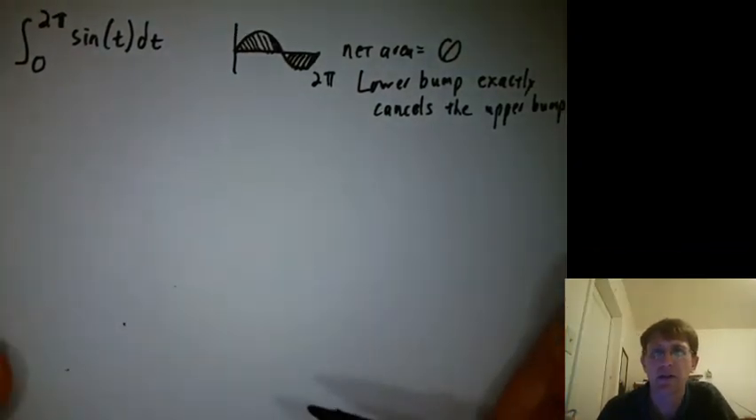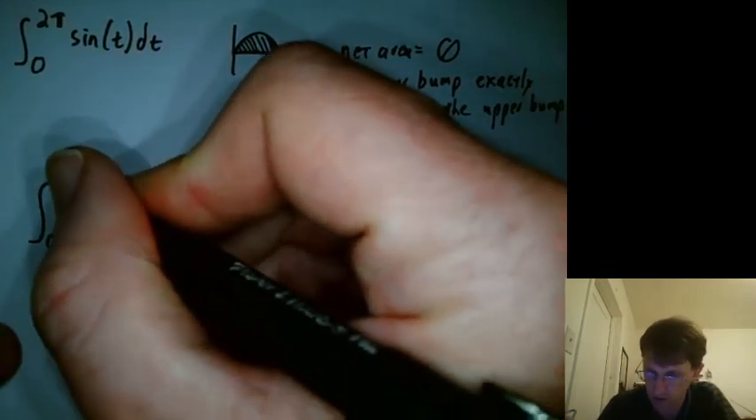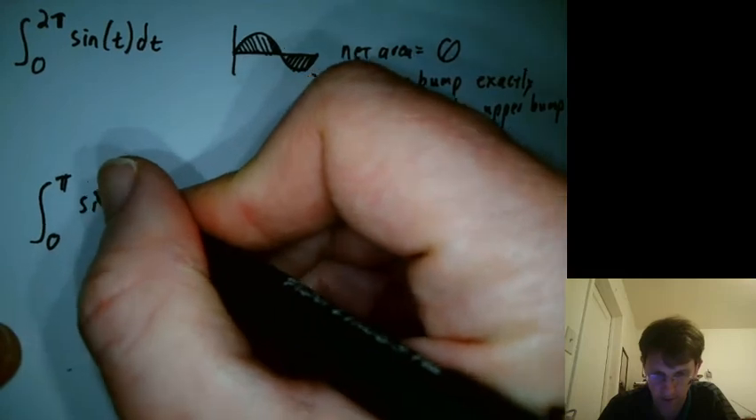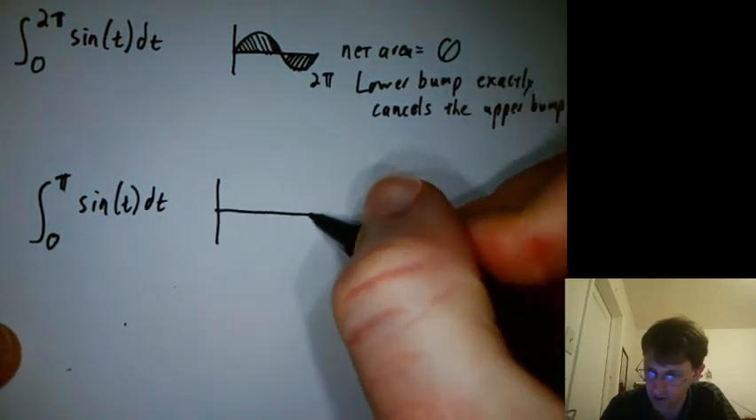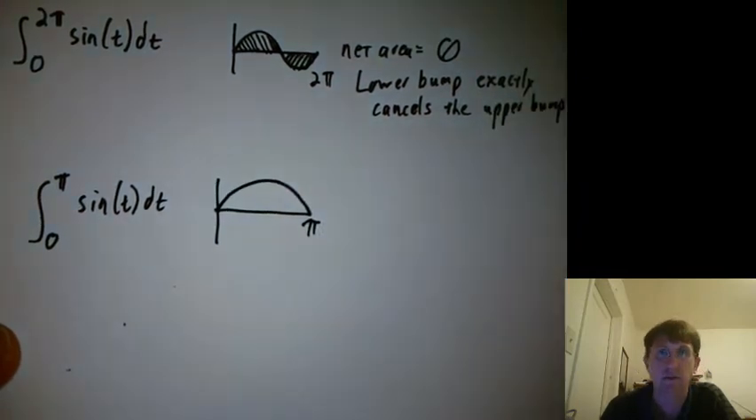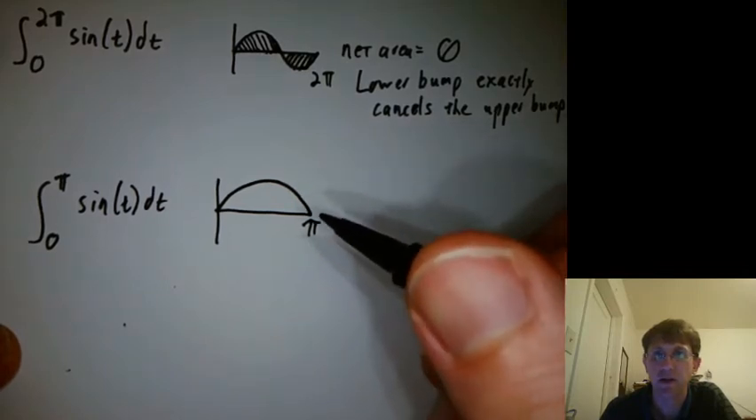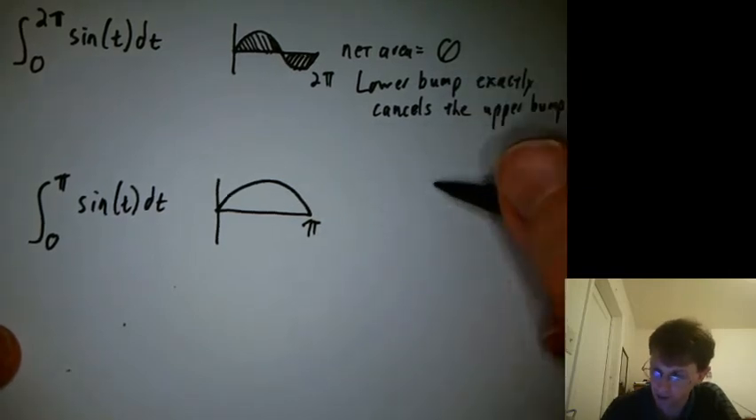So maybe that seemed a little too easy. Should we do something harder? How about the integral from 0 to pi of sine of t dt? Again, it's good to draw it. This time it's just that first bump. Well, here in chapter 5.2, we want to do geometry. This kind of looks like a semicircle, but it's not a semicircle. So let's write that.